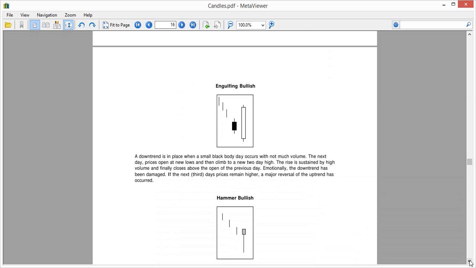Engulfing bullish. A downtrend is in place when a small black body day occurs with not much volume, as we can see here. The next day, price opens at new lows. We fall down to new lows and then climb to a 2-day high. So we've broken out above the 1-2 previous sessions. The rise is sustained by a high volume, a good high volume candle, and finally closes above the open of the previous sessions. Here's our close. Emotionally, the downtrend has been damaged. If the next third day prices remain higher, a major reversal of the downtrend has occurred.